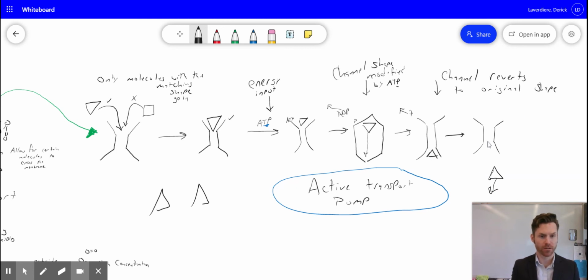So it started up here, and now it's down here. And this is how it happened. Triangle engaged, ATP attached to protein channel, changes shape, pushes triangle down, releases triangle into cell. Active transport: I can move a molecule from an area of low concentration to an area of high concentration using an energy source, typically ATP.